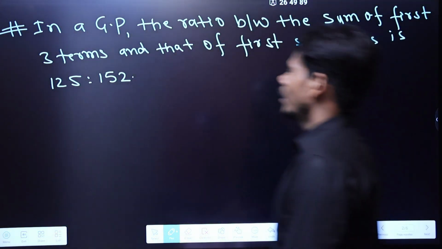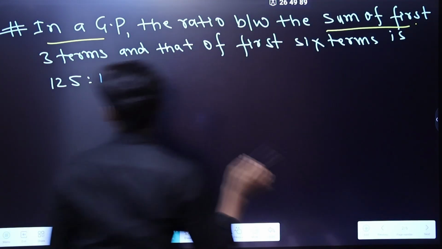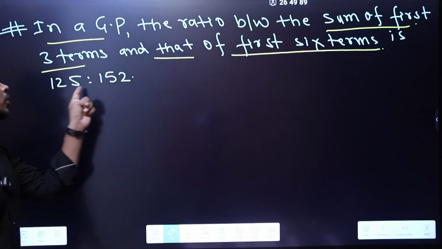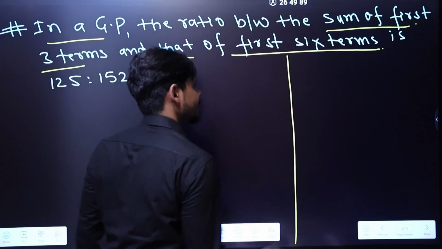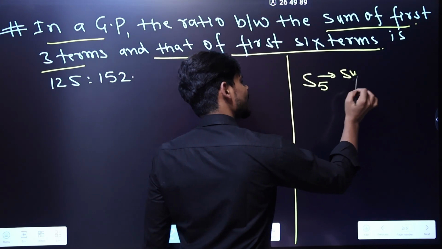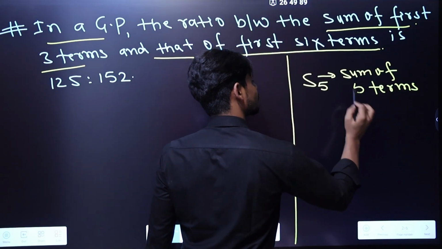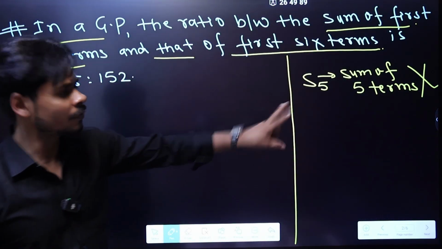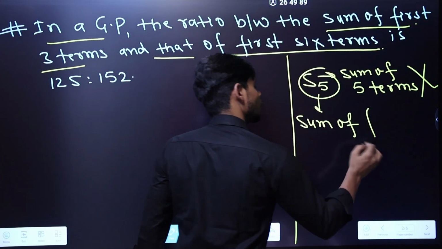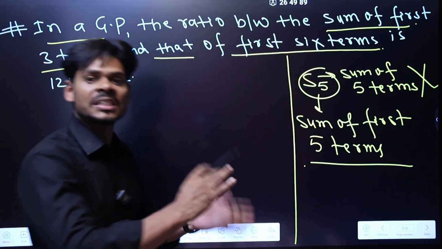Next, in this question we are given a GP. The ratio between the sum of first 3 terms and the sum of first 6 terms is 125. One important thing you must understand: if I write S5, what does it mean? You must be thinking it means sum of 5 terms, but this is wrong. This is actually the sum of the first 5 terms, starting from the beginning, right?